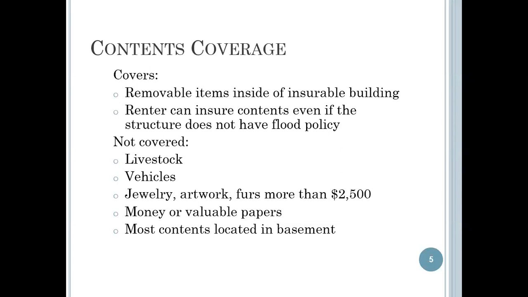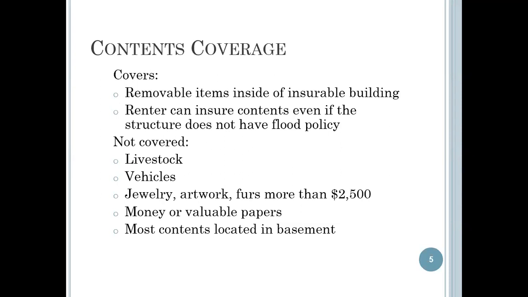We also don't insure livestock or motorized vehicles, with two exceptions. One is motorized vehicles servicing the building, like a lawnmower, or a motorized handicapped wheelchair, but they both have to be within an enclosed building in order for us to cover it under the National Flood Insurance Program. Just like most homeowners policies, we limit to $2,500 jewelry, furs, artwork, money, script, things like that.